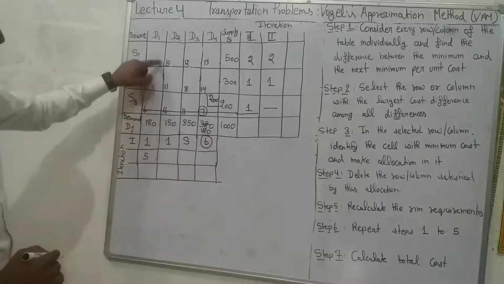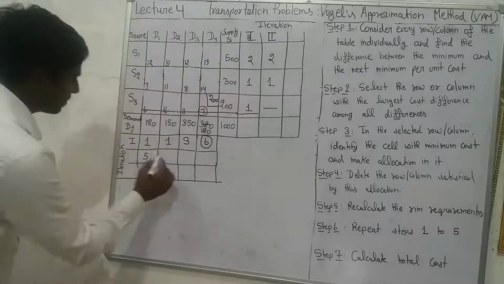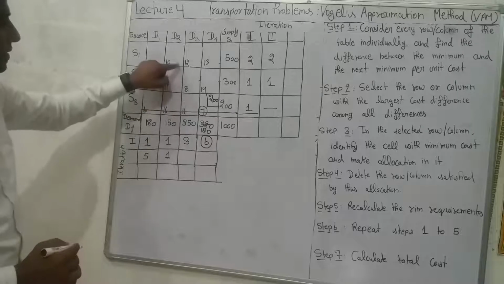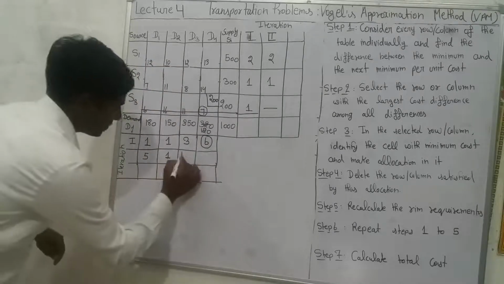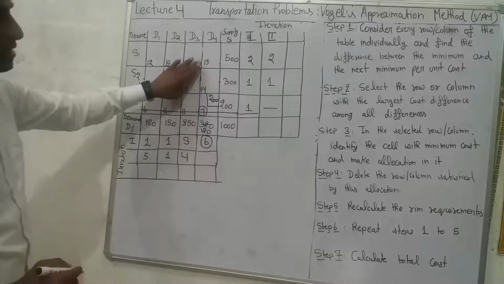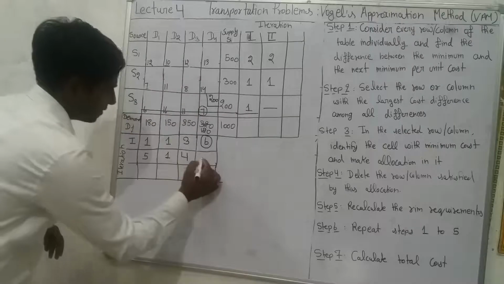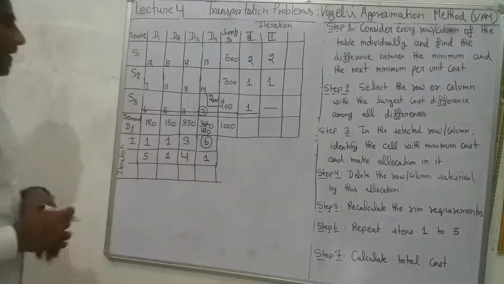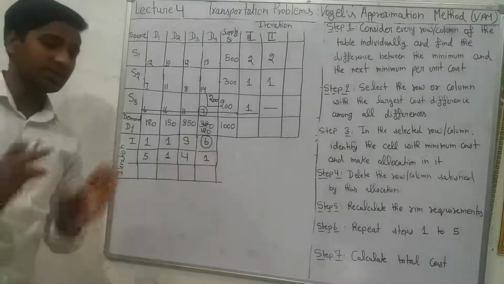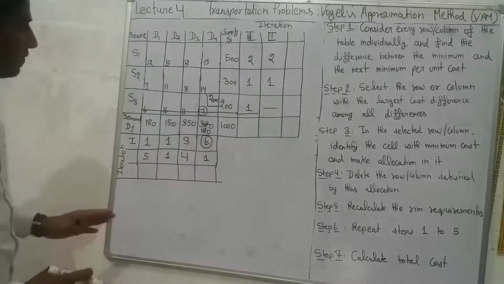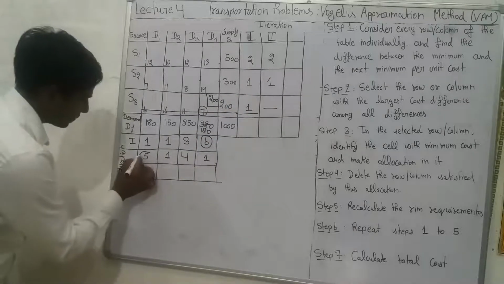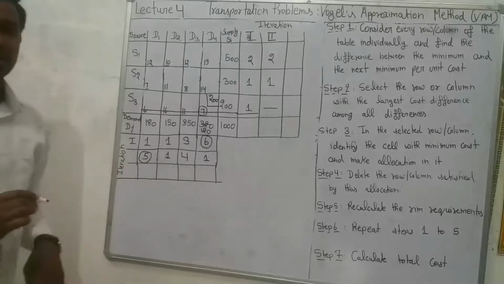In the second column, the minimum is 10 and the next minimum is 11, so the difference is 1. In the third column, the minimum is 8 and the next minimum is 12, so the difference is 4. In the fourth column, the minimum is 13 and the next minimum is 14, so the difference is 1. After calculating all the cost differences, we select the largest one. Which is the largest value? 2, 1, 1, 4, 1, 5. So 5 is the largest cost difference.